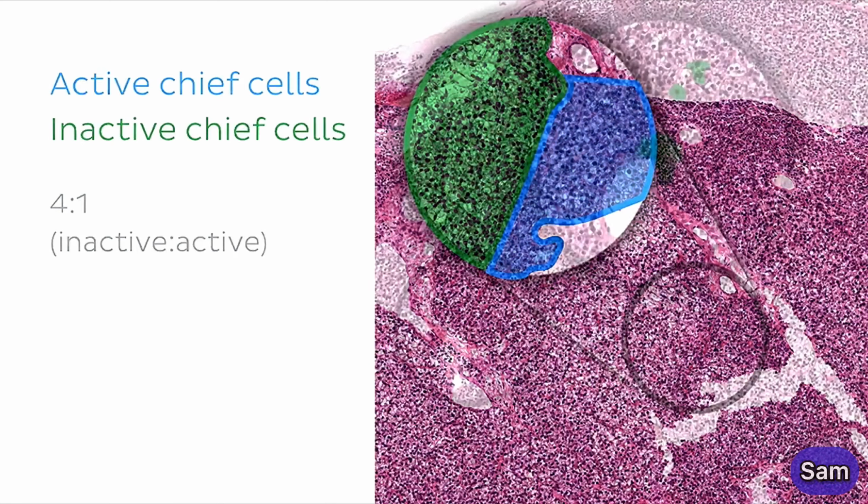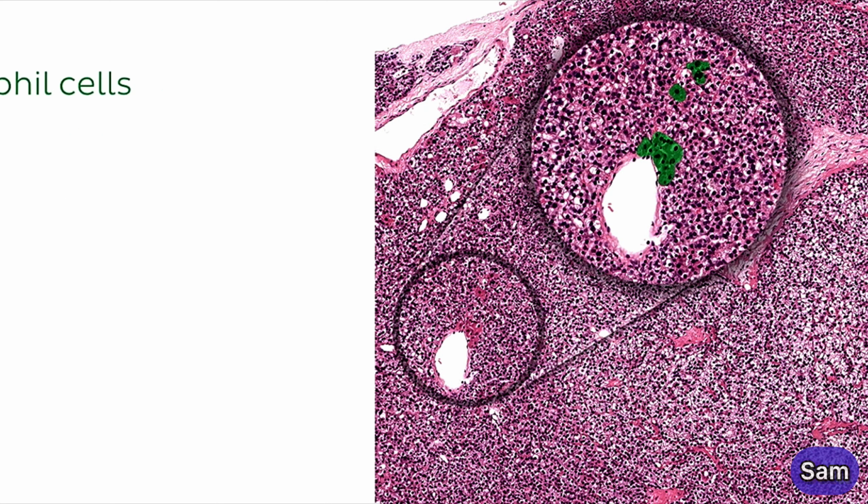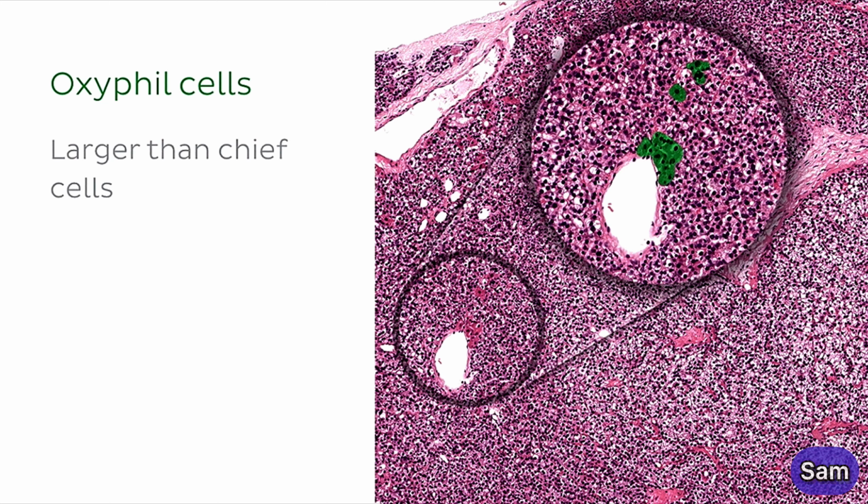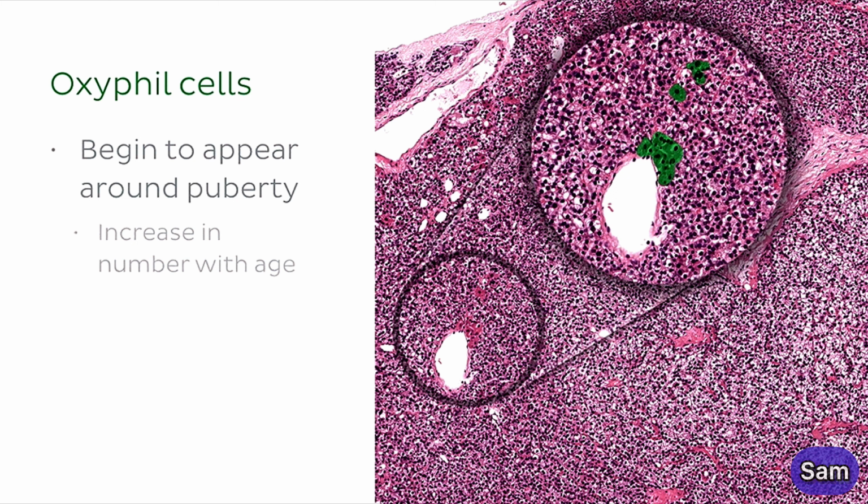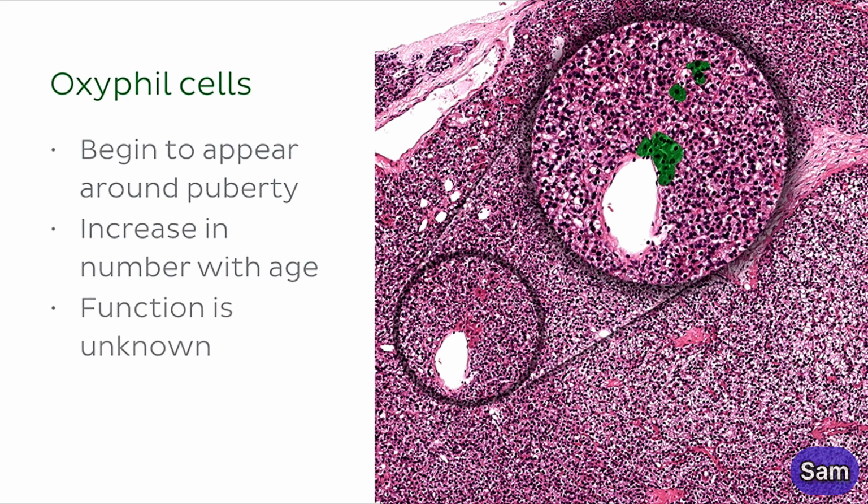The second major type of cell in the parathyroid glands are the oxyphil cells. These cells are slightly larger than chief cells, at about 12 microns in diameter. They contain more cytoplasm, which helps them give a different staining colour, as you can see here. Oxyphil cells only begin to appear in the parathyroid glands around puberty, and then increase in number with age. Their function, however, is still uncertain.